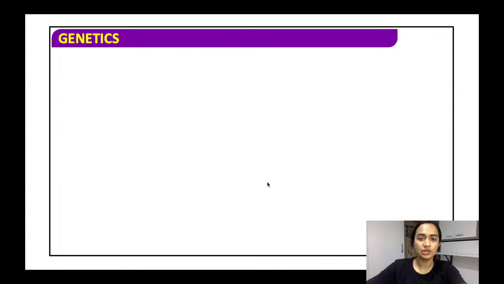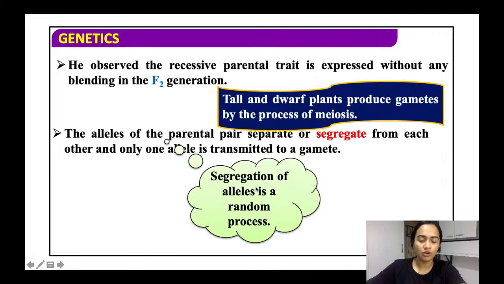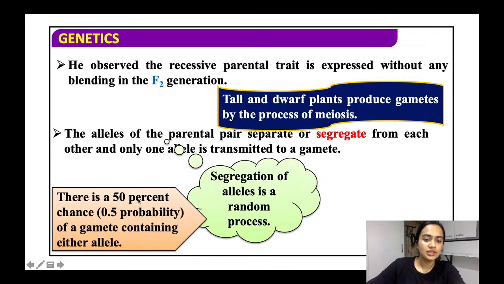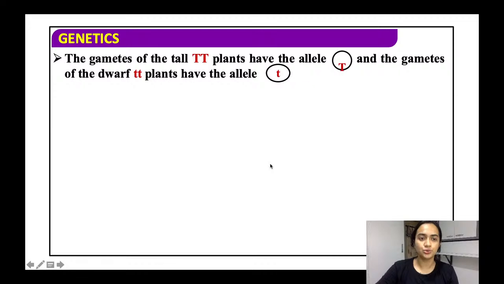All right. Now here we are studying the law of segregation. So there is a 50% chance, or say a 1 by 2 probability, of a gamete containing either of the alleles. Since there is no mixing, it will either be tall or dwarf. So the probability is 1 by 2. The gametes of the tall plants have the capital T allele, and the gametes of the dwarf have the small t allele.